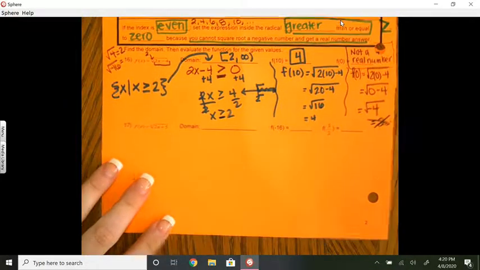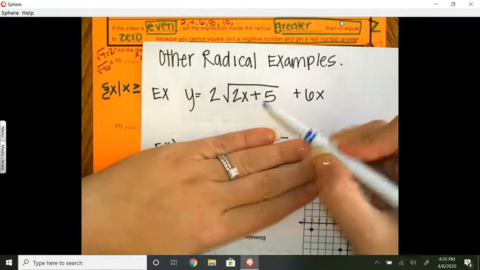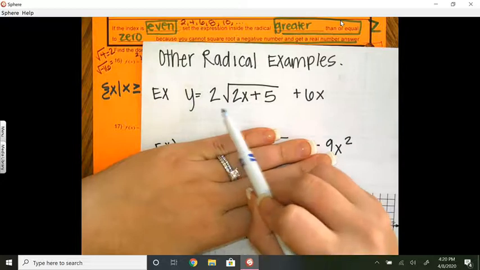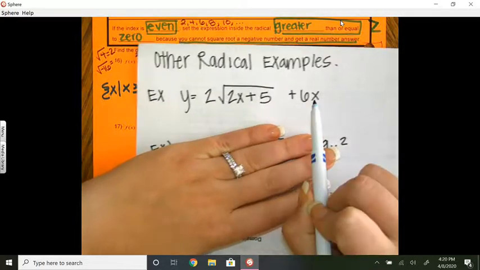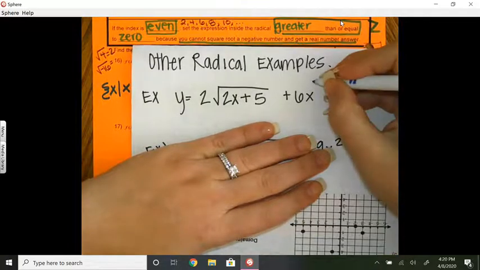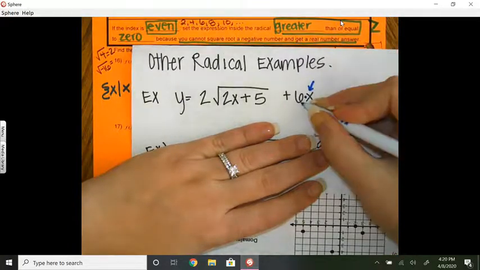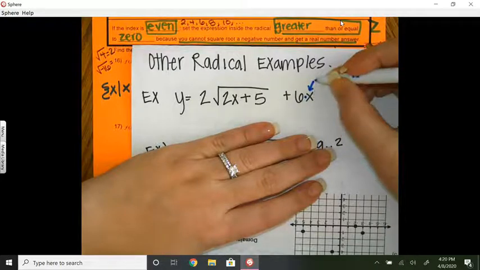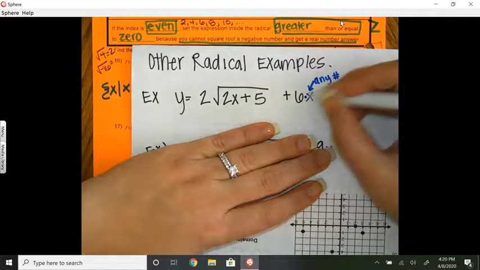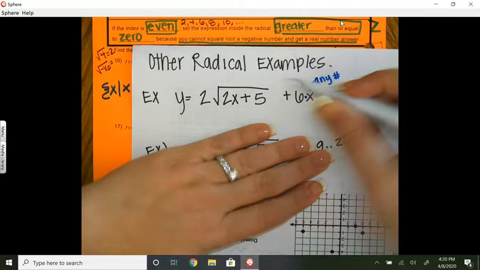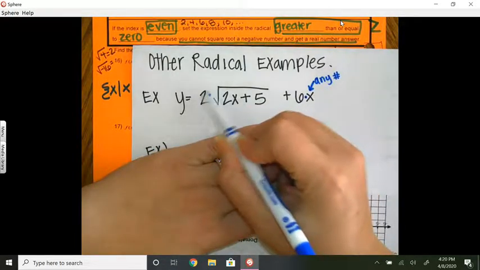Okay, so if we look at this example over here, if I asked you to find the domain of this equation, remember domain is what can x be? Well, over here, this x value is just being multiplied by this 6. So this one can be any number. Any number can go into x here, because it's just a multiplication. This 2 is just being multiplied, so it has no effect.